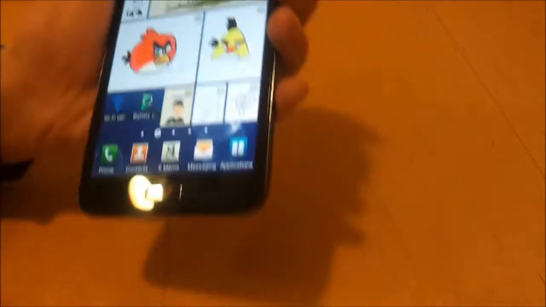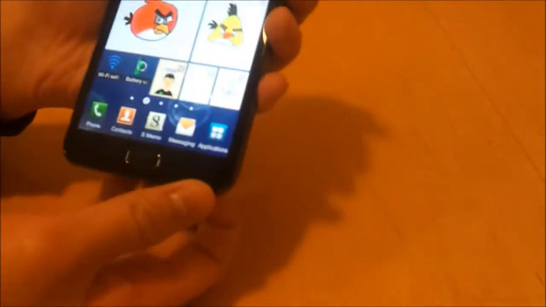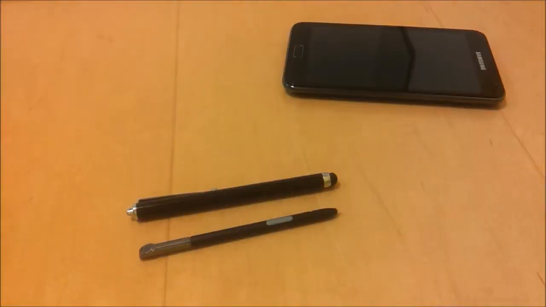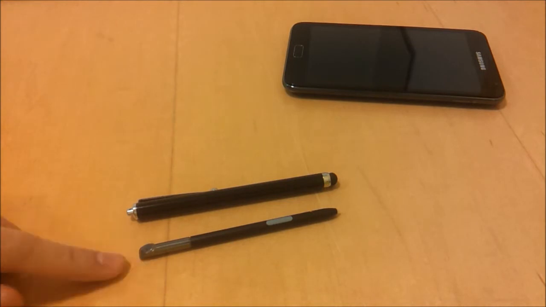Today I'm going to tell you a little bit more about the S Pen, which comes with the Galaxy Note. The S Pen isn't actually a capacitive stylus, and this is one question I'm commonly asked: is the S Pen a capacitive stylus? And the answer is no, most definitely not.